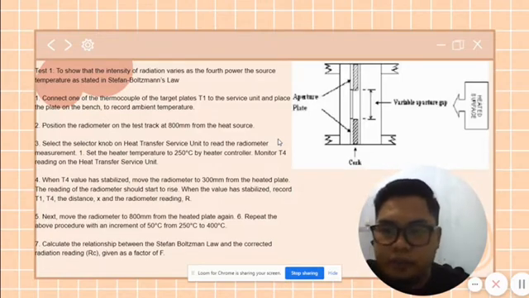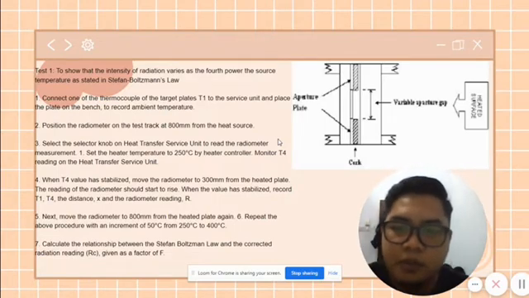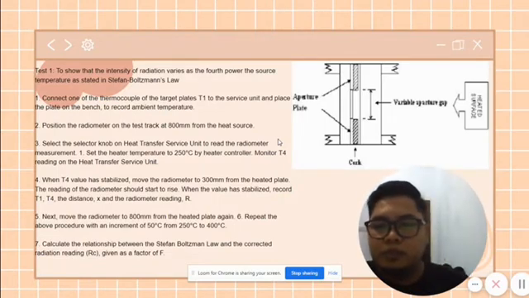Fourth, when the T4 value has stabilized, we move the radiometer to 300 mm from the heater plate. The reading of the radiometer should start to rise, and when the value has stabilized, we record T1, T4, the distance, and the radiometer reading, R. Next, move the radiometer to 800 mm from the heated plate again, and repeat the above procedure with increments of 50 Celsius from 250 to 400 Celsius.